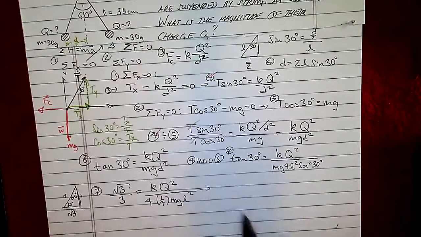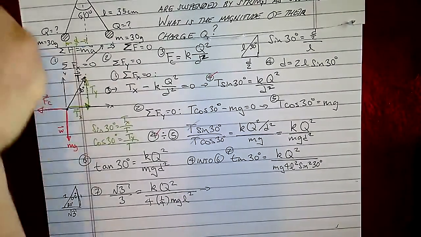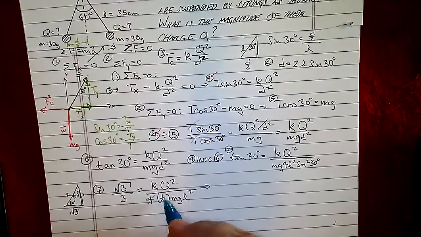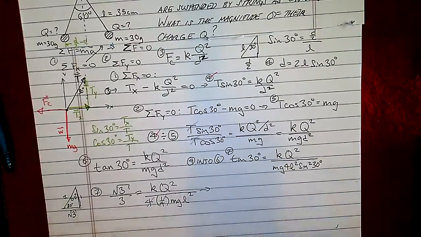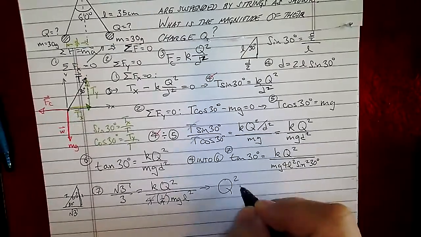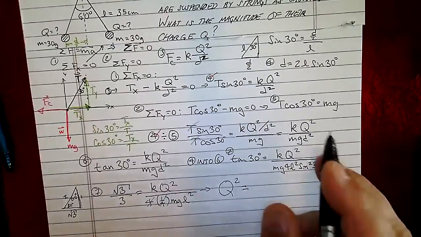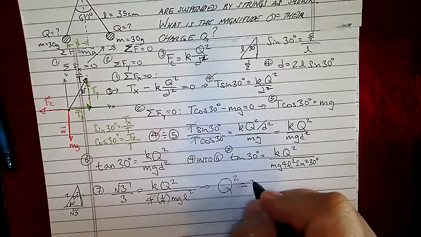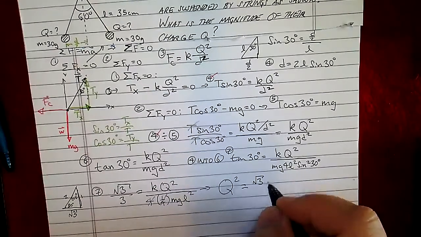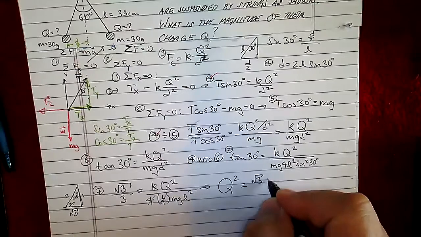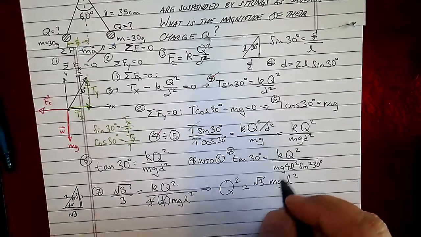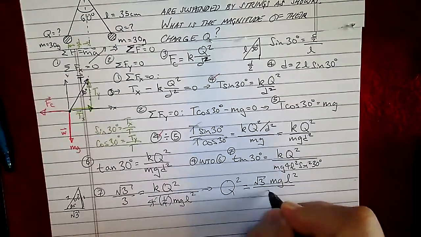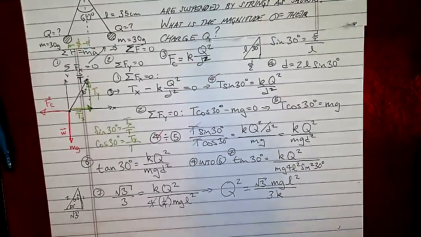Simplifying a little bit, I can clearly get rid of the 4 and the 1/4 because they multiply to give you 1, because they're reciprocals. And I can solve for q squared, and I get q squared is equal to square root of 3 times m times g times l squared over 3 times k.